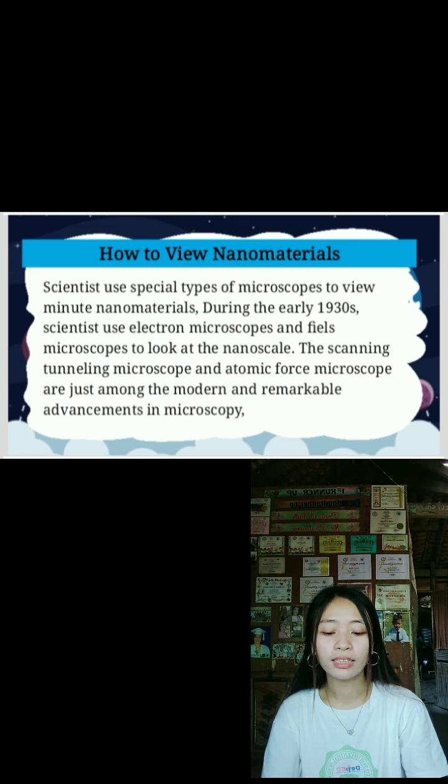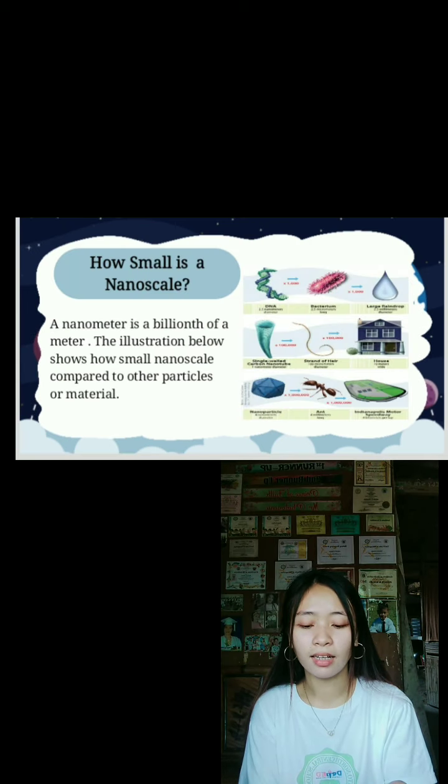Scientists use special types of microscope to view minute nanomaterials. During the early 1930s, scientists used electron microscopes and field microscopes to look at the nanoscale. The scanning tunneling microscope and atomic force microscope are just among the modern and remarkable advancements in microscopy. So, how small is nanoscale? A nanometer is a billionth of a meter. The illustration below shows how small nanoscale is compared to other particles or materials.